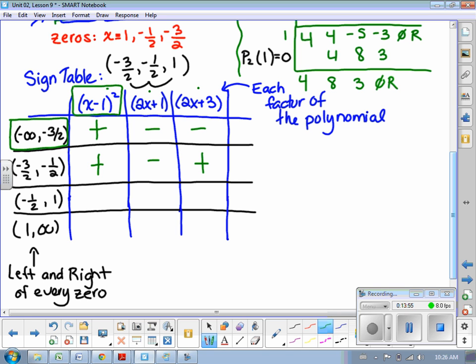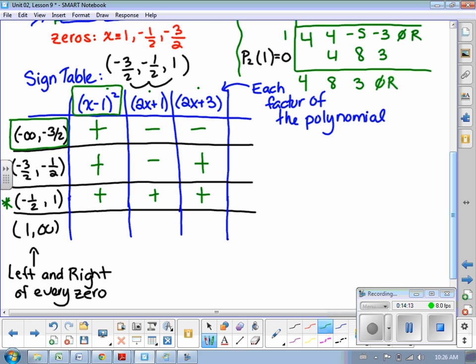Then we're going to pick a number between -1/2 and 1. If you're following along, we're in this row. The easiest spot to pick there would actually be 0, and that's allowed. So 0 minus 1 squared will be positive. 2 times 0 plus 1 will be positive. 2 times 0 plus 3 will also be positive.